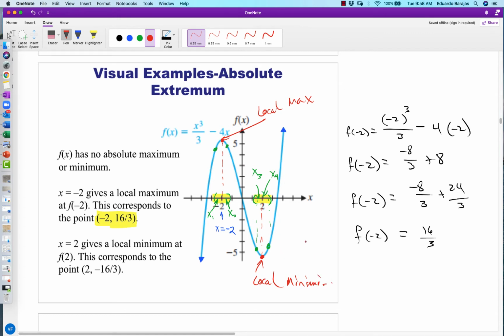Again, to plug in the actual value, you can do the same thing. To get the actual value of that local minimum, you just evaluate our function at 2. We're going to get a very similar response, and we get our local minimum that way. So our local minimum is right here. Again, there's no absolute maximum or absolute minimum for this function, but there is one local minimum and one local maximum.